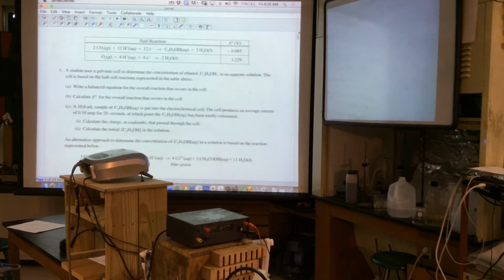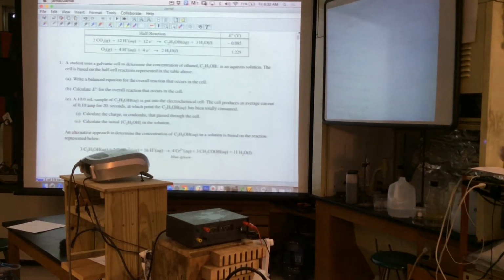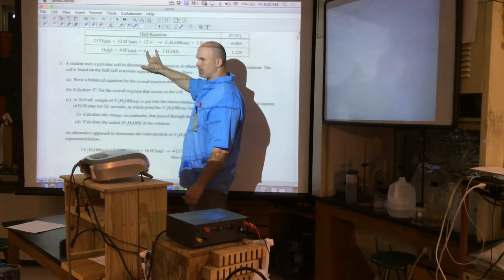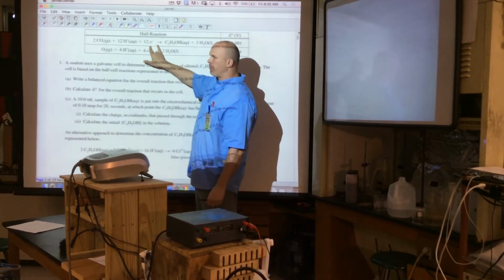Okay, so being crazy and starting in order, we've got this reaction, the classic way they set you up. Notice, as I've mentioned before, they're never going to give you oxidation potentials, they give you reduction potentials. So one of these two has to flip.